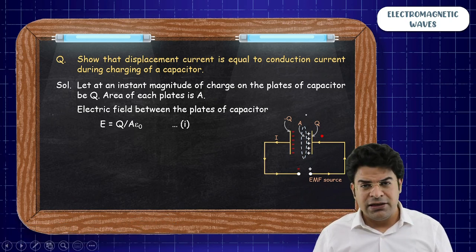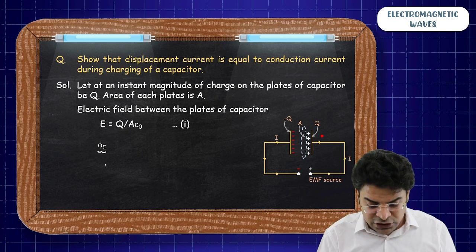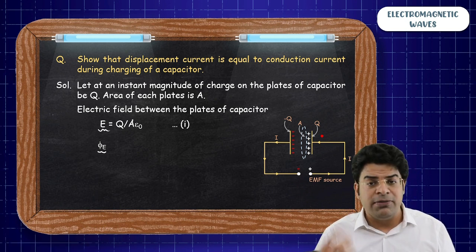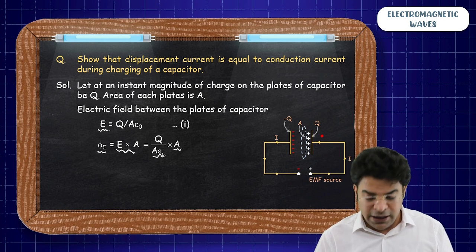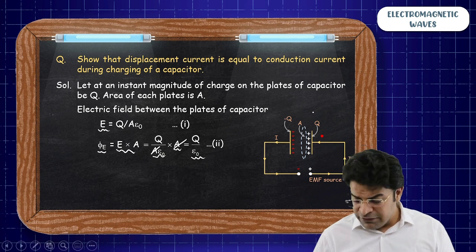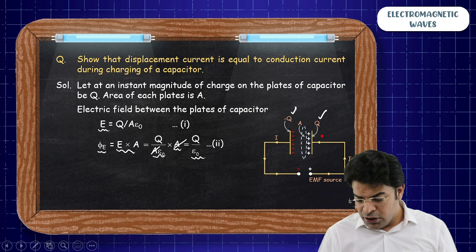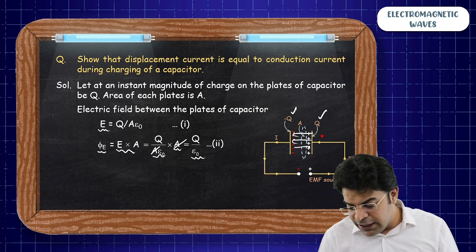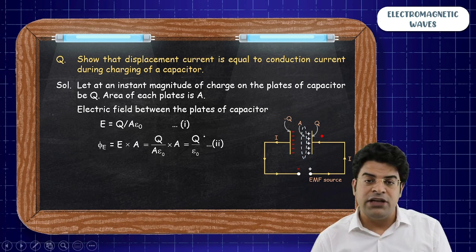Since the electric field is uniform, I can simply write the electric flux to be nothing but the electric field strength multiplied by area. So that comes out to be Q upon epsilon naught A multiplied by A; the A's get cancelled, and you get simply Q upon epsilon naught. So when the charge on the capacitor plate is plus Q and minus Q, then the flux linked with an area A between the plates is nothing but Q upon epsilon naught.